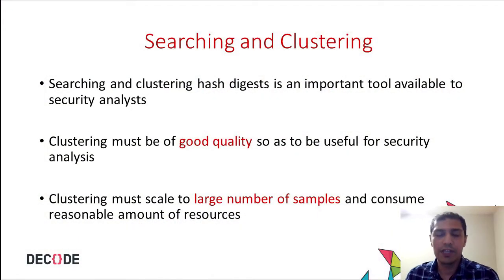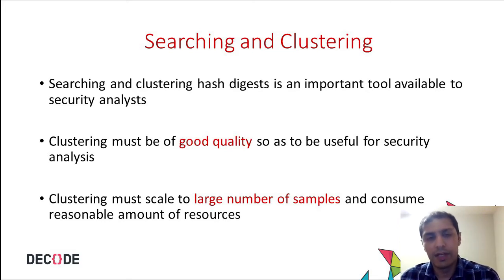One thing related to clustering is that the quality produced by the clustering algorithm needs to be good, because if the clustering quality is not good, then our analyst is just sifting through a vast amount of data with a lot of false positives. That creates a lot of fatigue for the analyst, and they will lose hope in the clustering or searching techniques. So in order for the clustering technique to be useful, it has to produce clusters of very good quality.